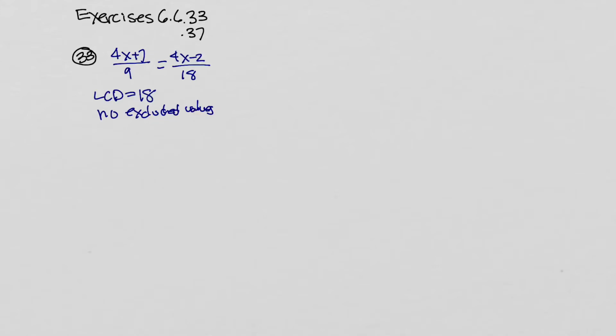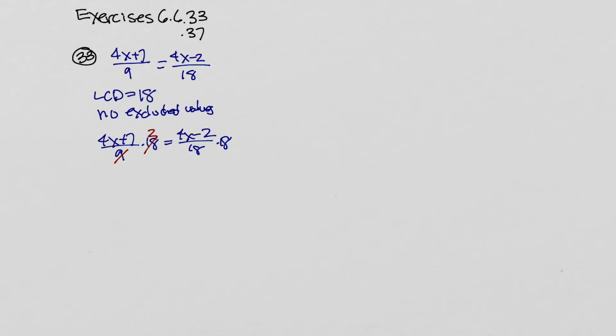Now our procedure, here's what we do. We write this LCD alongside each one of the originals. So we're going to get this: 4x plus 7 over 9 times the LCD equals 4x minus 2 over 18 times the 18, the LCD. Now over here, this 9 will go into the 18 twice. Let me draw those cancellation lines. 9 will go into 18 twice.